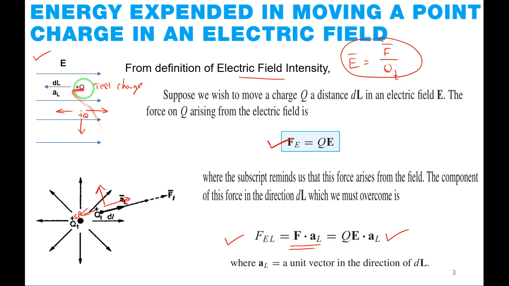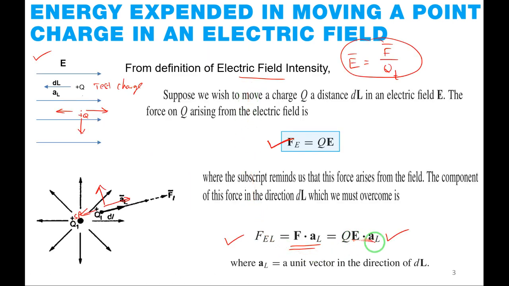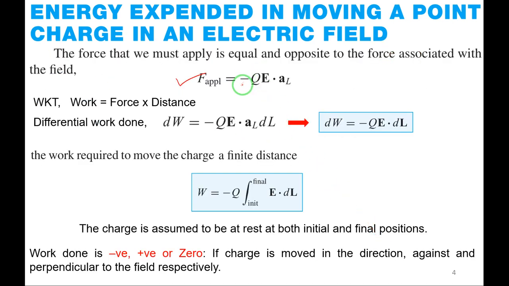So what is the force that should be applied in order to move the charge, either in the direction of the field, against it, or perpendicular? It should be equal and opposite. That is F applied, we will call it. So the total force that should be applied in order to move the charge is equal and opposite to the force experienced by the charge in the field, that is QE into al. So the minus sign is coming here. Minus, right? I hope you understood.